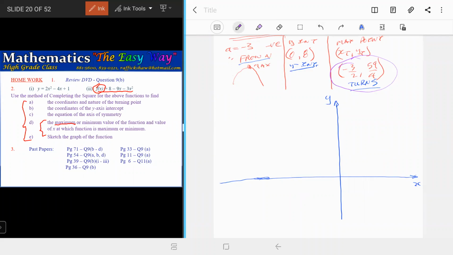It turns where the x value is negative, so x is negative this way, and where the y value is positive, so y is positive up here. So we know the maximum turns somewhere up there. We know that it turns somewhere up here.